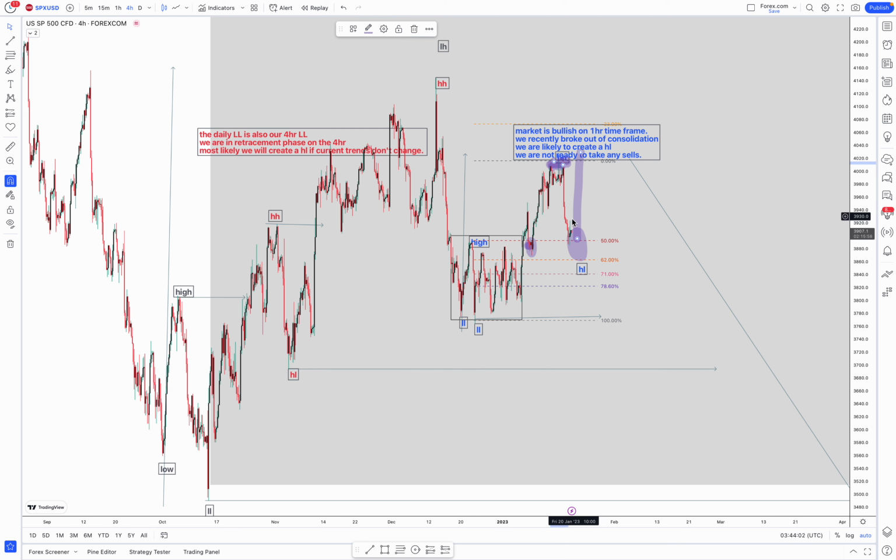It could essentially just come down to these areas and create a higher low and go up. Or if our scenario is coming to fruition, we are most likely going to create a lower low somewhere here, and that will definitely give us a sign to go selling. Okay, thank you.